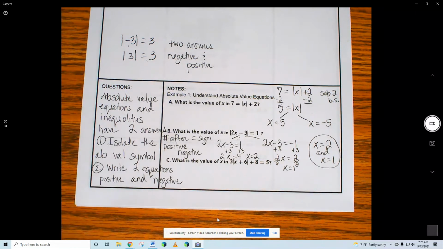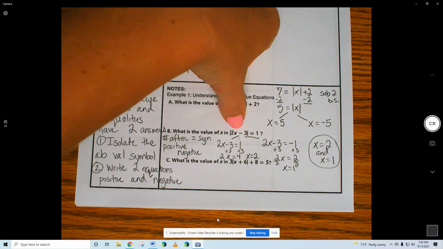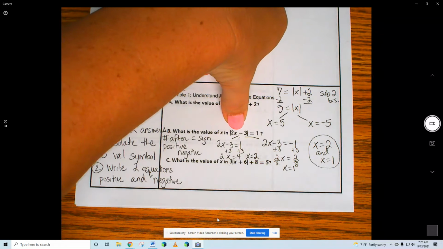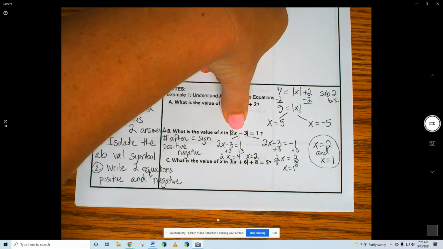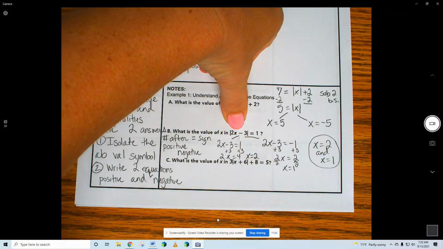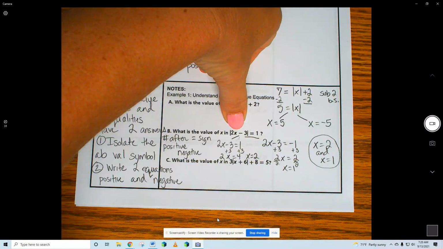That means I can plug 2 back into my original: 2 times 2 minus 3, 4 minus 3, that's 1. And I can plug 1 in: 2 times 1 minus 3, that'd be negative 1. The absolute value of negative 1 is 1.